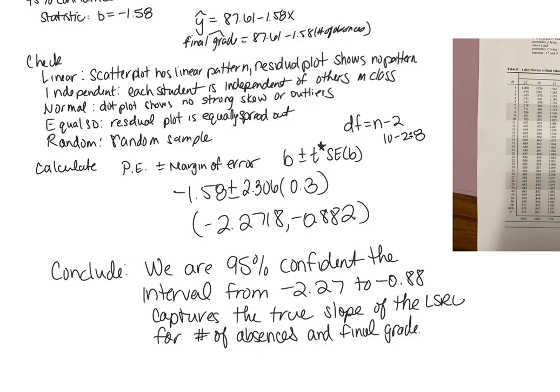And then if you're asked, like I said, if there's evidence, yes, there's evidence that there's a negative association between number of absences and final grade because both of our interval numbers are negative. If it goes negative to positive, then there's evidence that there's no association. And if there's both positive, then there's evidence of a positive association.